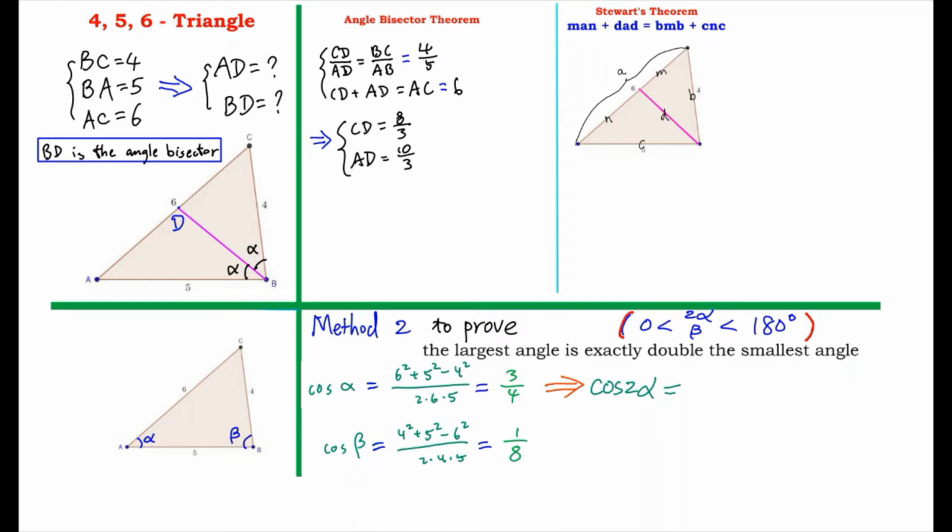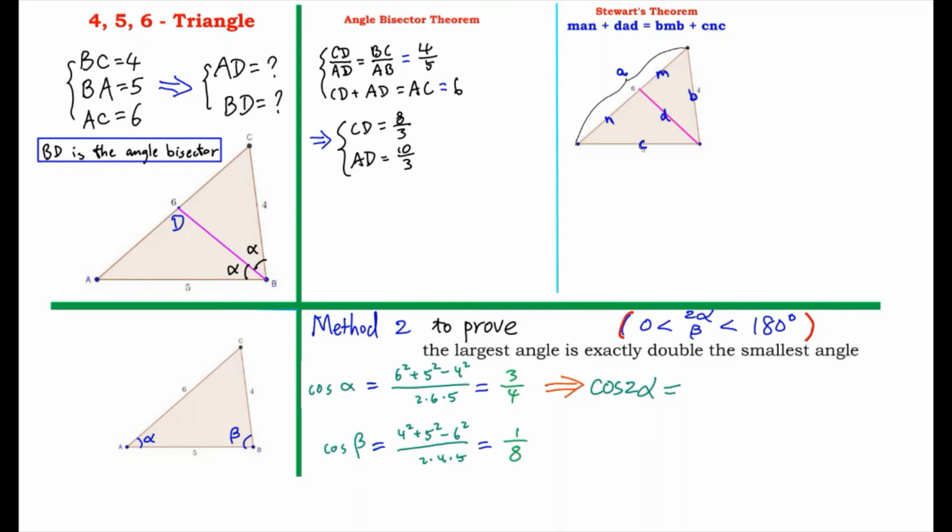Now, let's move on to another theorem, Stewart's theorem. A man and his dad put a bomb in a sink. In this triangle, the variables are as follows: A is AB, B is BC, C is AB, M is CD, N is AD, and D is BD.